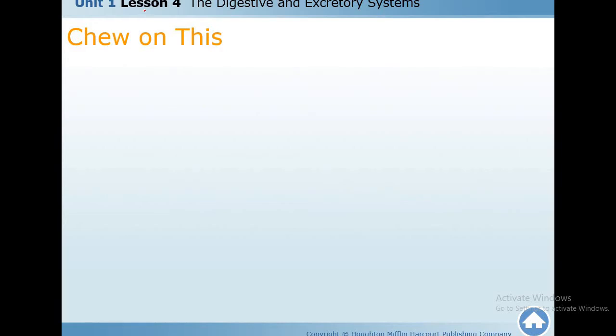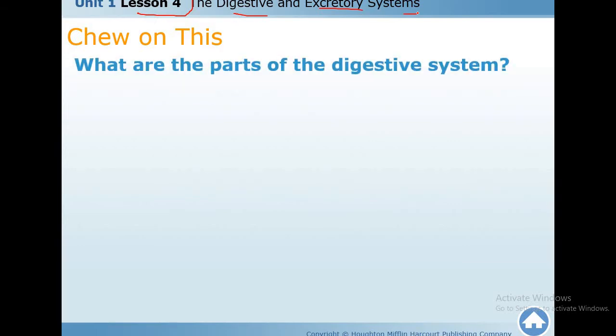Today we are going to continue lesson 4, the digestive and excretory system. We should know the parts of the digestive system.